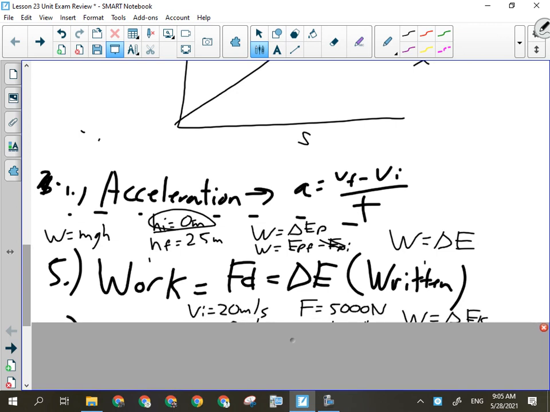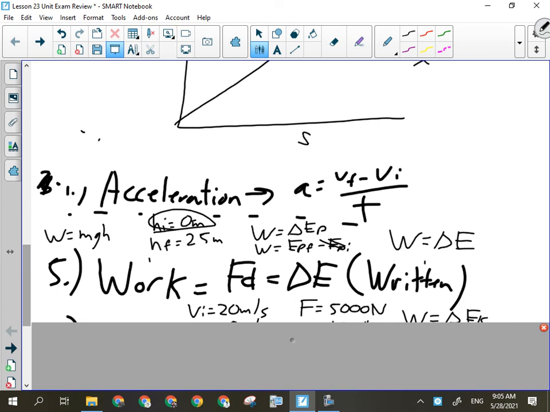Okay, then we went into the work energy theorem, which we probably spent more time on than anything else in the unit except graphing. So it's a big concept. Force times distance equals change in energy. You will have 2 work energy theorem problems on your unit exam, one dealing with a change in potential energy and one dealing with a change in kinetic energy.